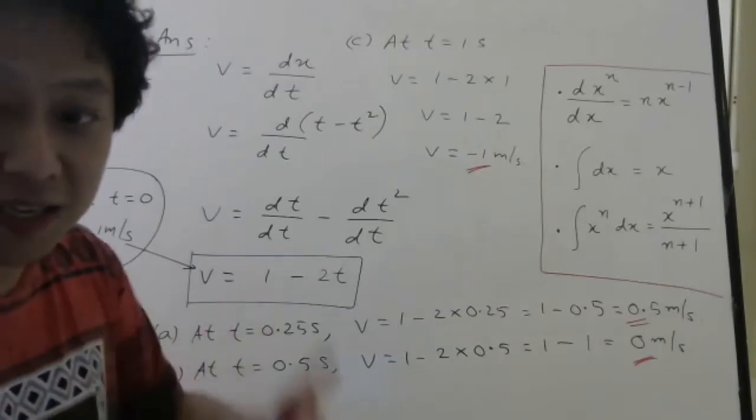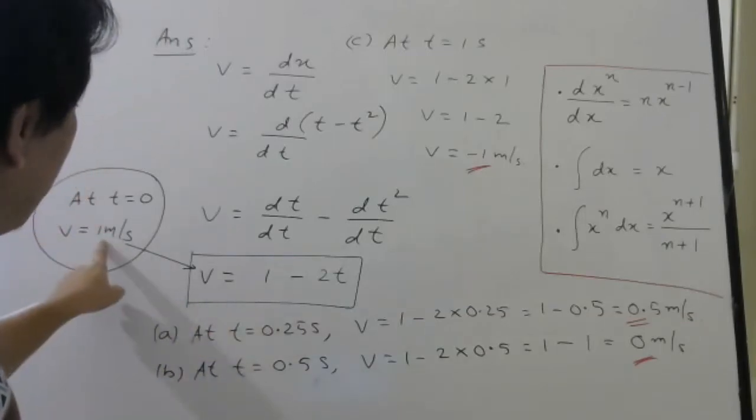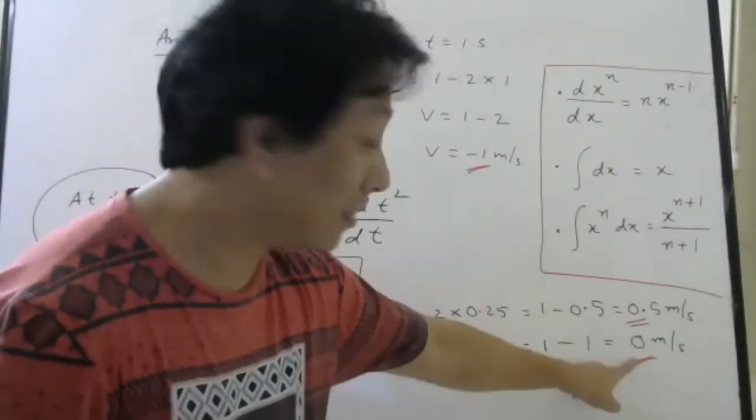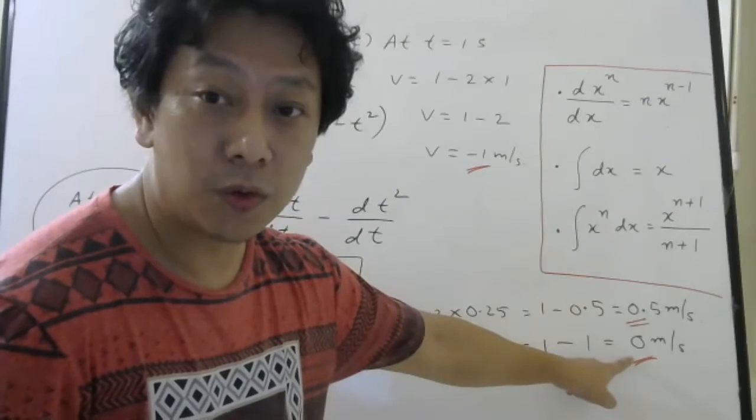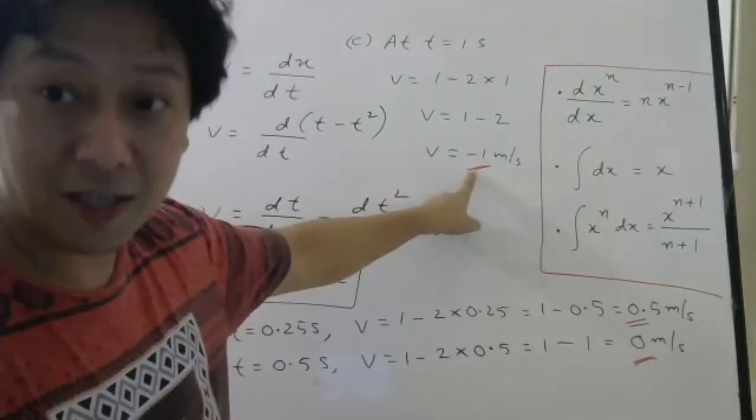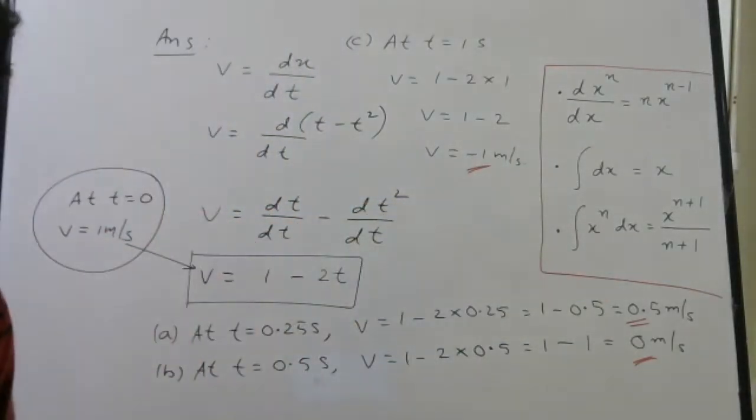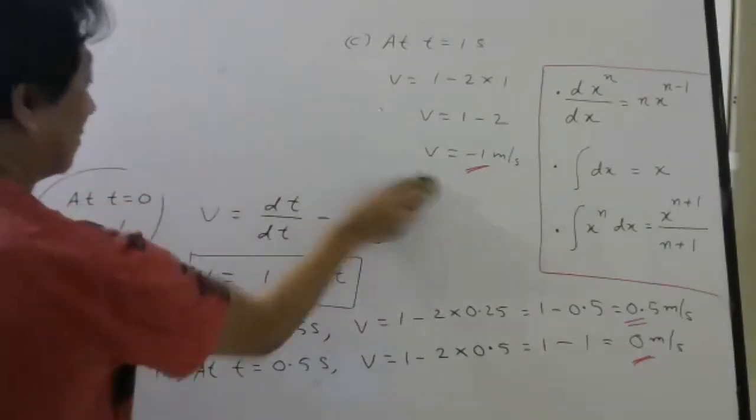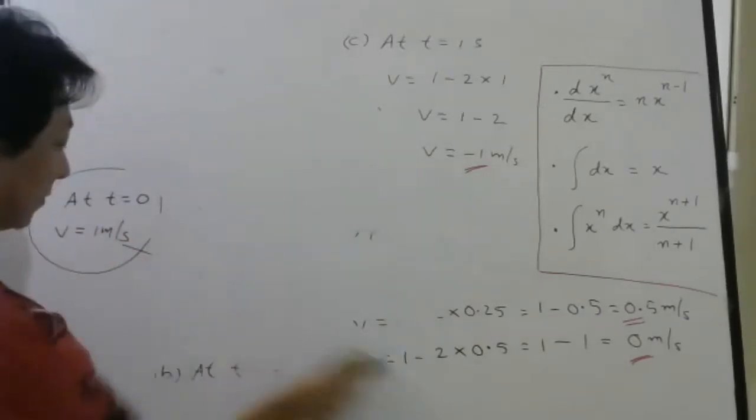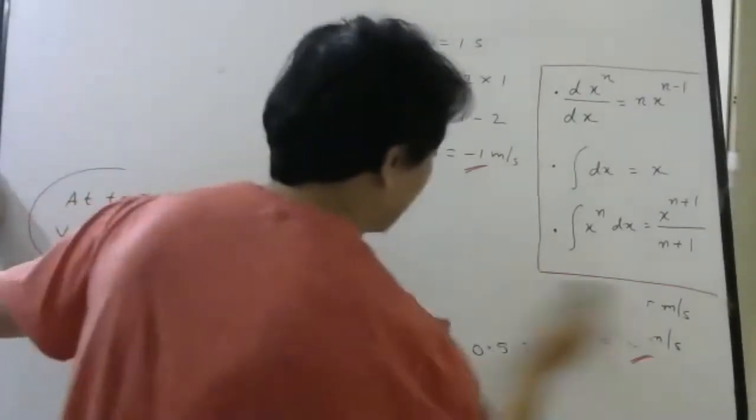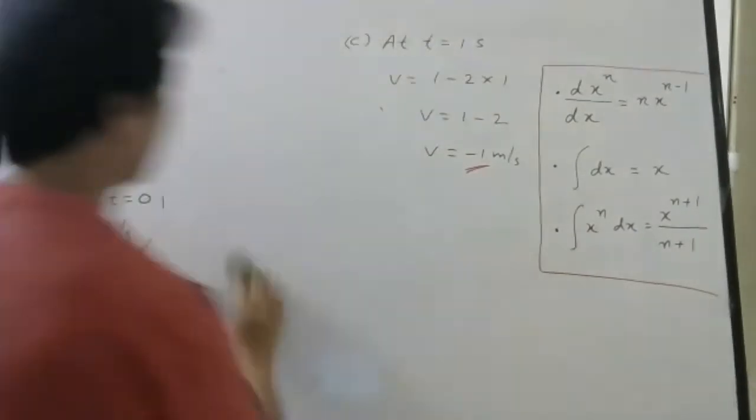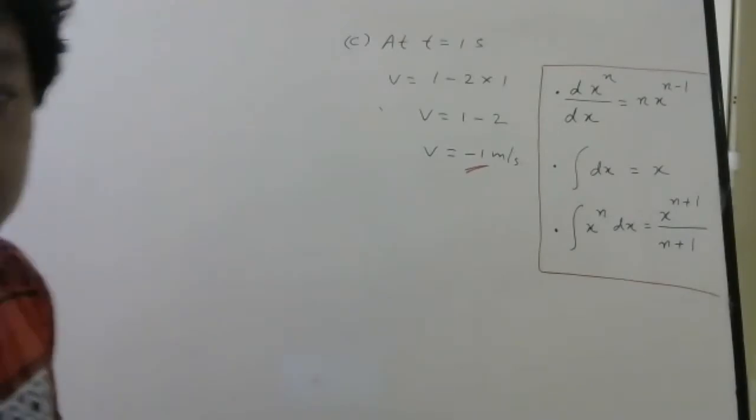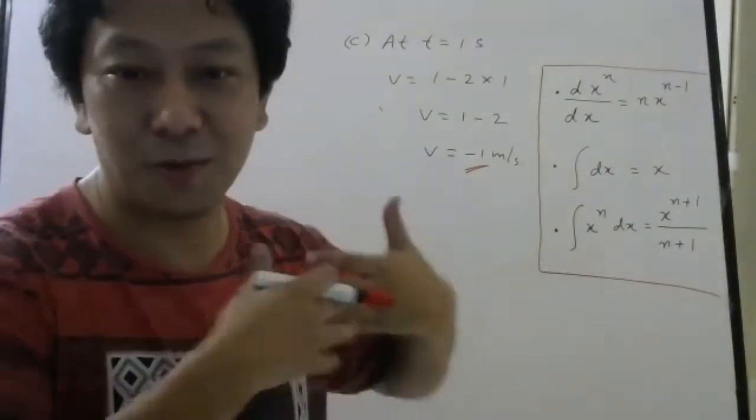Then as time increased, what happened? From 1 meter per second, it became 0.5 meter per second. Then 0. Then it became minus 1. So can you imagine how the particle is moving? Throughout the motion, you have to explain throughout the motion.